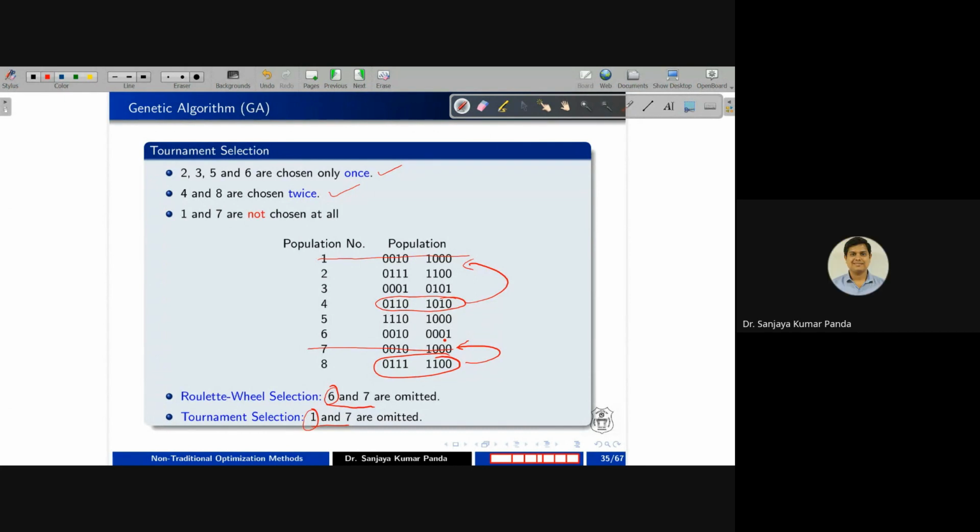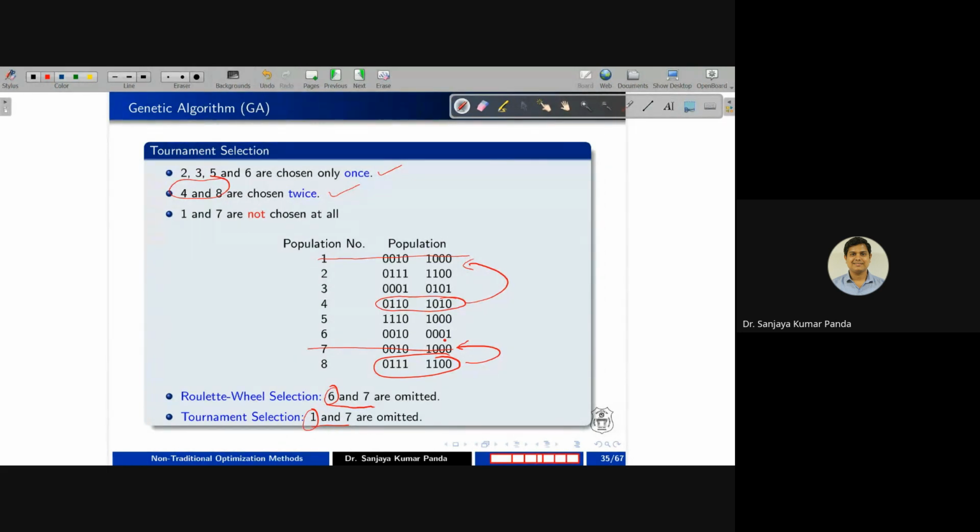6 is only once, right? Yes, it is only once, but that means it is weak, not chosen twice. No, 6 is not chosen, madam. Only 4 and 8 are chosen twice, madam. Yes, sir. 4 is duplicated. That's why I make an error mark here. 4 will repeat here. 8 will be repeated here.